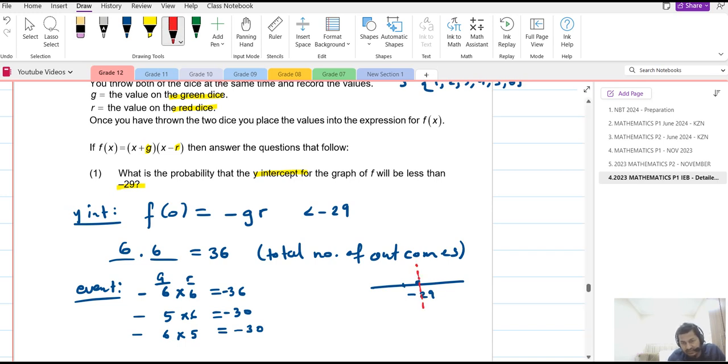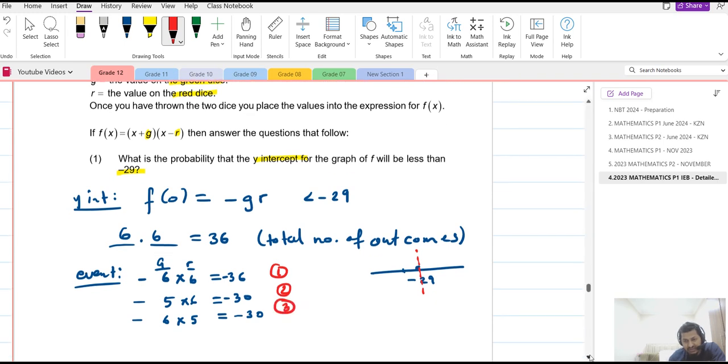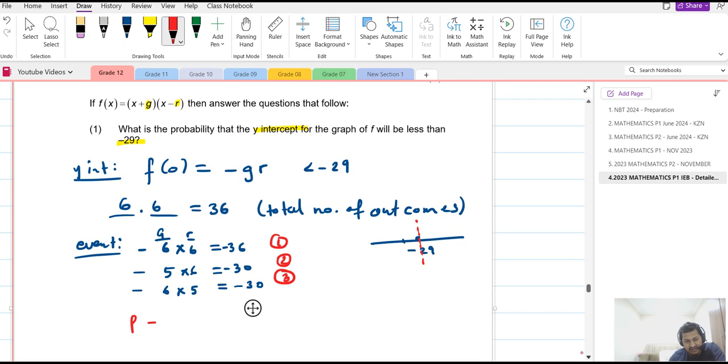Can you have any other options, like 4 times 6? That's 24. No, those numbers are greater than negative 29. So only these three options. 1, 2, and 3. So what's the probability? N of E, the number in the event, is equal to 3. N of S, the number in the sample space, is 36. So 3 out of 36, and my answer is 1 out of 12. I hope you guys understood that. Not bad.